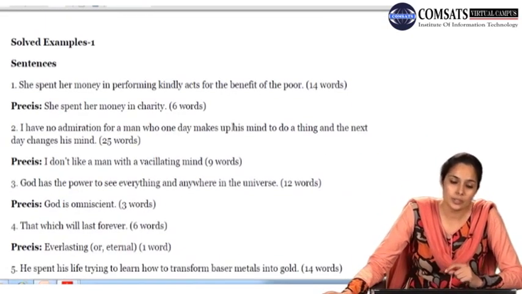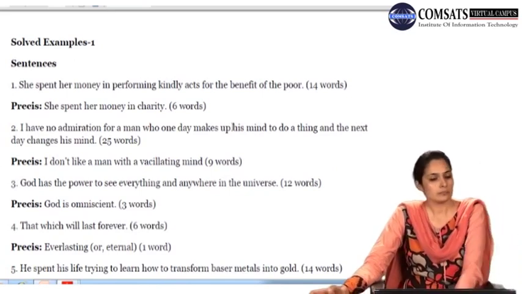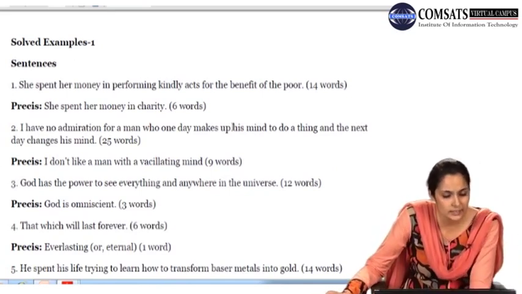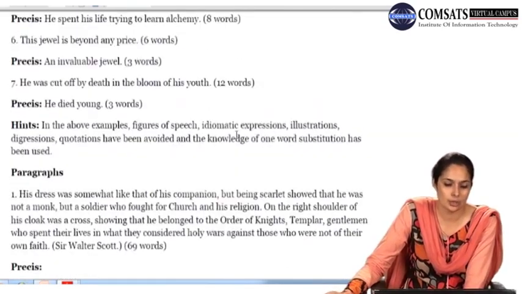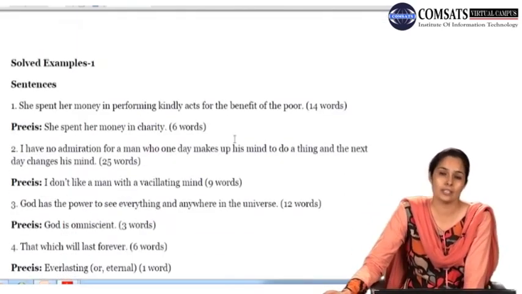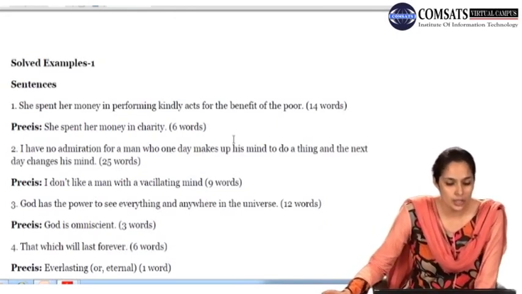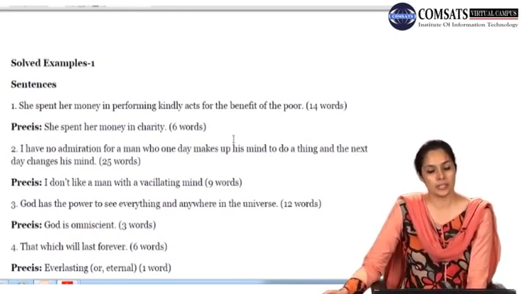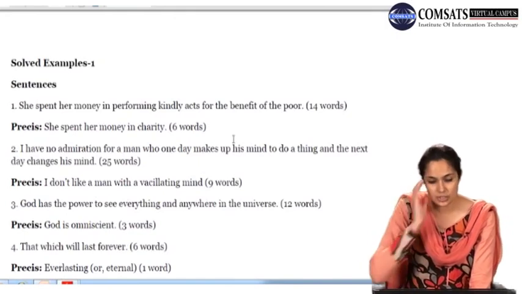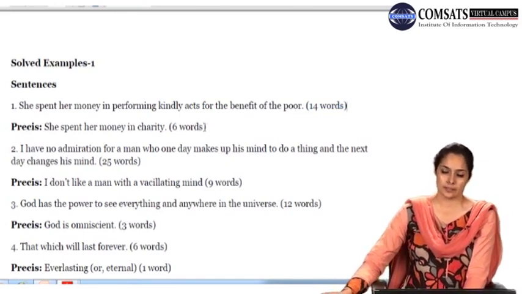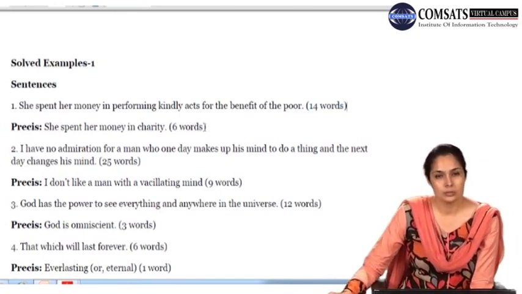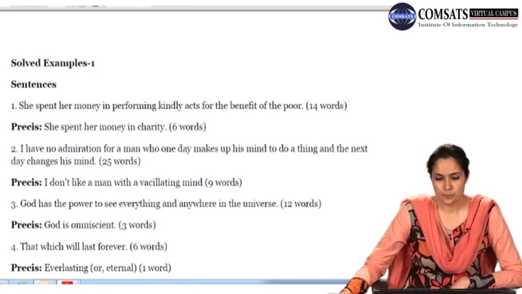Let's move on to examples of Prezi. We have some sentences, around 7-8 sentences. Then we start off with paragraphs, and these are solved examples. We are going to discuss them one by one and see कि हमने उसको किस तरह से change किया है. हमारे हर sentence के बाद में एक word count लिखा हुआ है. So this will help us understand how to go about it.